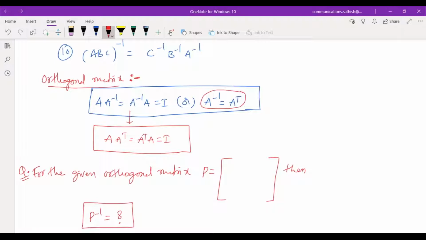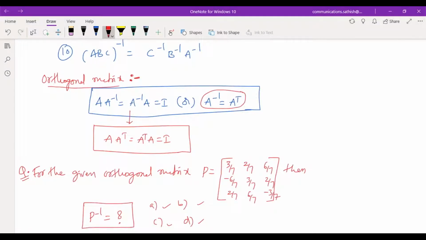The matrix they provided is for the given orthogonal matrix P, which is 3/7, 2/7, 6/7, minus 6/7, 3/7, 2/7, 2/7, 6/7, minus 3/7. This is the question they had given, and they asked what the inverse of that one is. They gave 4 options: A, B, C, and D.